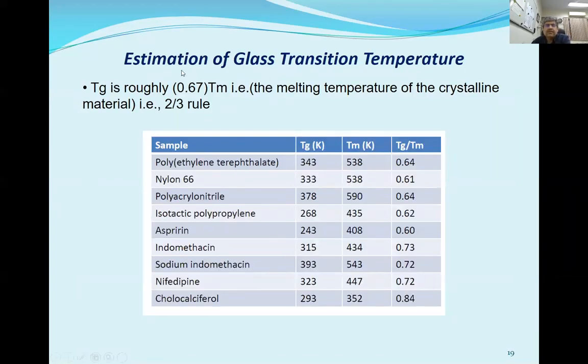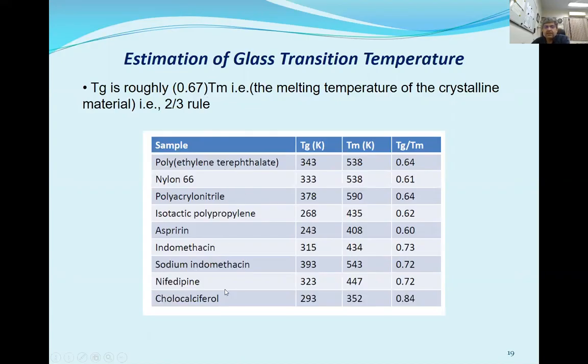The Tg can be estimated if you know the melting point of the crystalline material, and there is a rule called the 2/3 rule. If you divide 2/3, you end up with 0.67. So Tg is roughly 0.67 times the Tm, or the melting temperature. And here are some examples given.